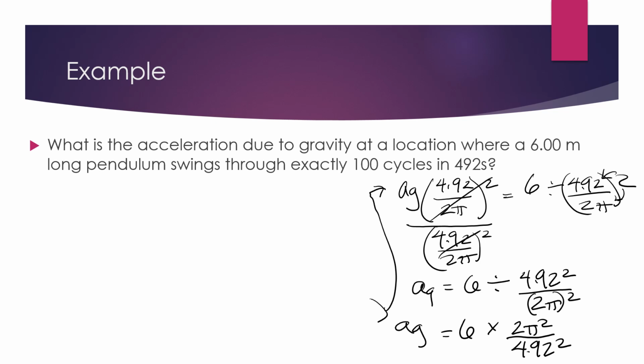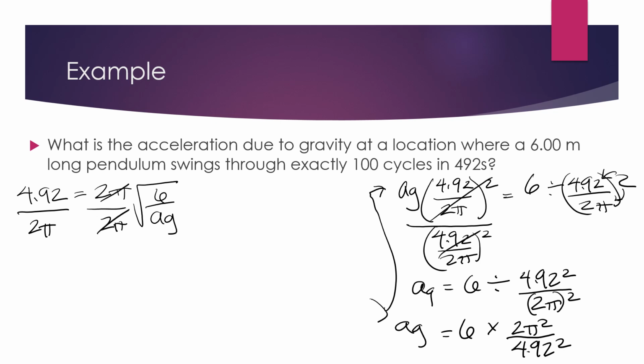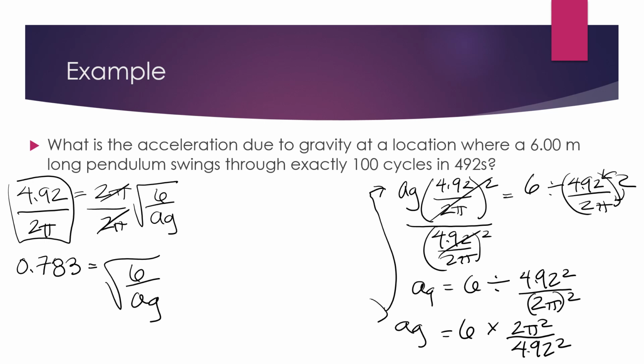So if I am not a big fan of the algebra, what I might do is start at this equation. We had 4.92 equals 2 pi times the square root of 6 over a sub g. I know that I need to divide both sides by 2 pi, so I'm going to do that. And if I don't like the fraction algebra, I might just do the math for this. 4.92 divided by 2 pi gives 0.783. That might be a lot easier to see, so you don't look at that craziness. Then we could square both sides.